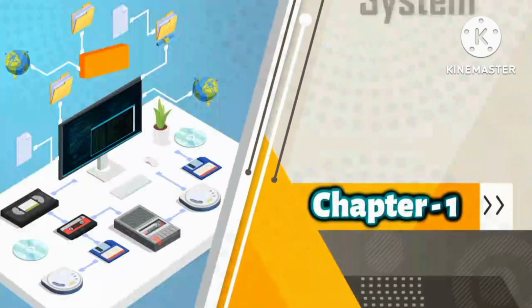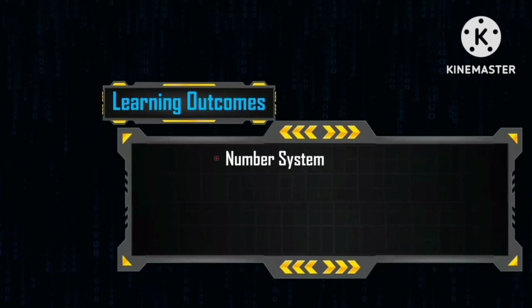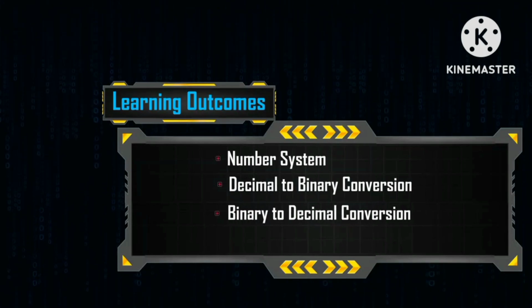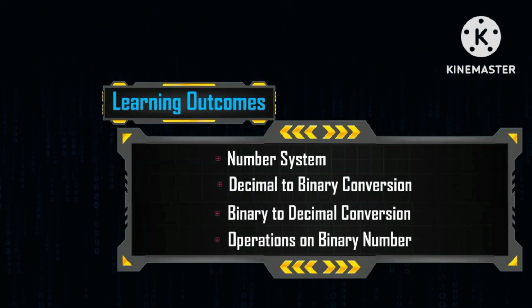Chapter 1, Number System. Learning Outcomes: Number System, Decimal to Binary Conversion, Binary to Decimal Conversion, Operations on Binary Numbers.